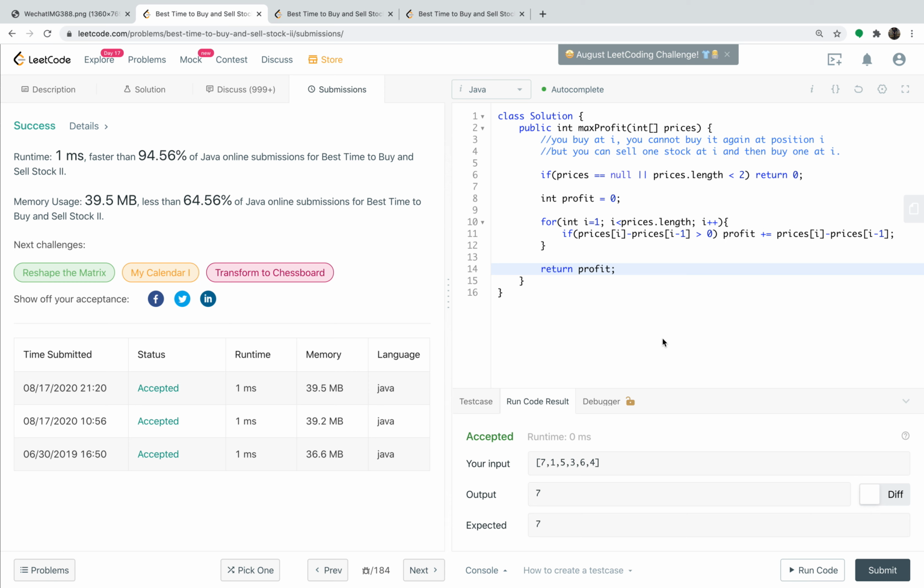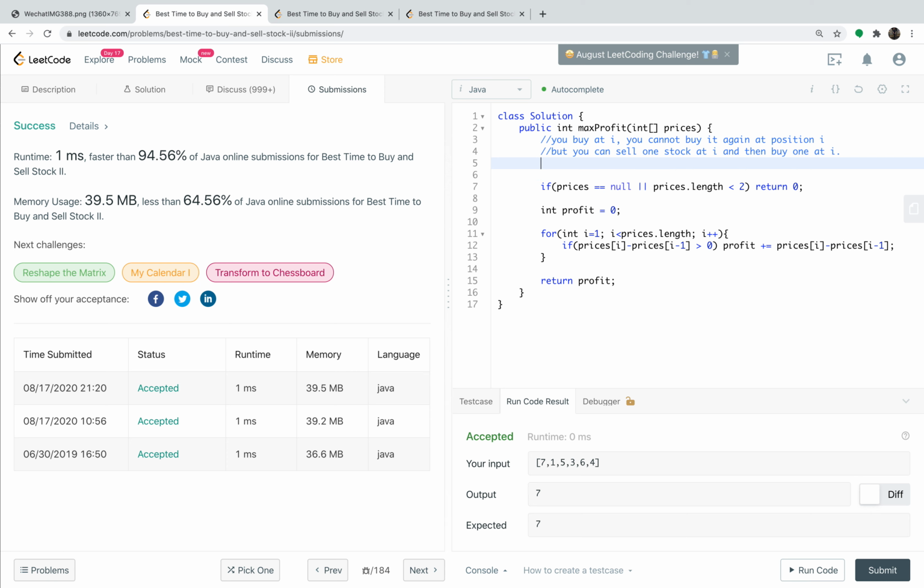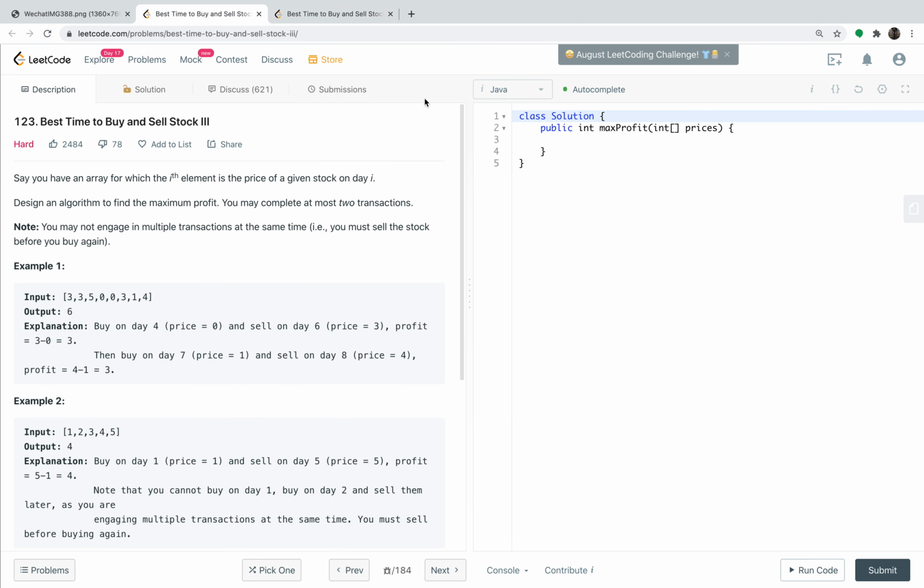Yeah, that's basically another easy problem of this series of questions, but using a different method, which is the greedy method. So let's skip to the third one, best time to buy and sell stock. Now the hardness level is coming to hard.